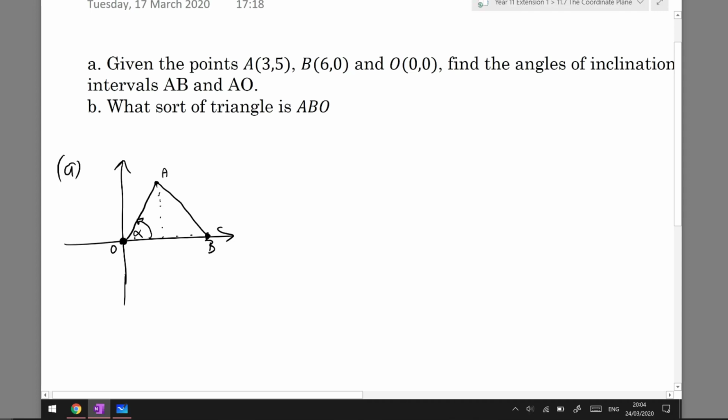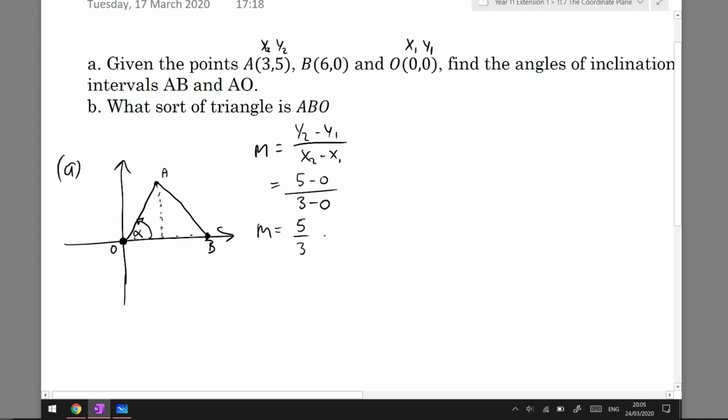To do this, I need the rise and the run, or the gradient. So m is equal to y2 minus y1 over x2 minus x1. We know what point A is, and we know what point O is, because it's just the origin. So let me put my points on there. I'll make A number 2, that's x2, y2, and I'll make O x1, y1. So y2 minus y1 is 5 minus 0, over x2 minus x1, which is 3 minus 0. So the gradient is 5 over 3.